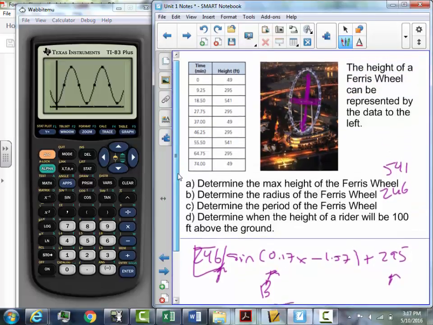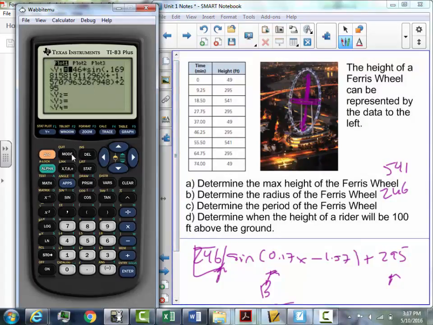Okay, last one. When's the rider going to be 100 feet above the ground? Can't you just do value at 100? Not value, Y value of 100. Because if you do the value at 100, you're asking what's happened after 100 minutes. You see how this only goes up to 74 minutes? That's not what we're looking for. We need to make your Y value show up as 100.